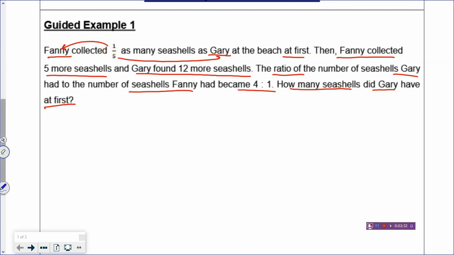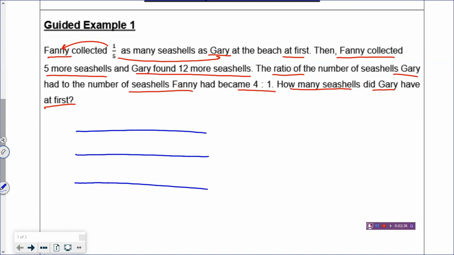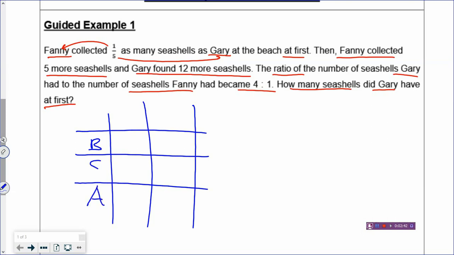So how do we use the table to solve this problem? You draw rows and columns like a guess and check table: B is before, C is change, A is after, and then you have Fanny, Gary, and total. How do you fill the numbers in the boxes? You always start from the beginning. Fanny collected 1 unit, Gary 5 units, total 6 units.